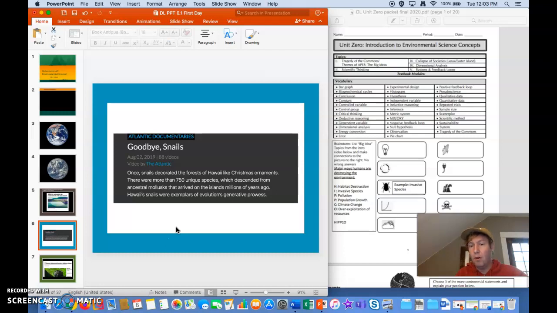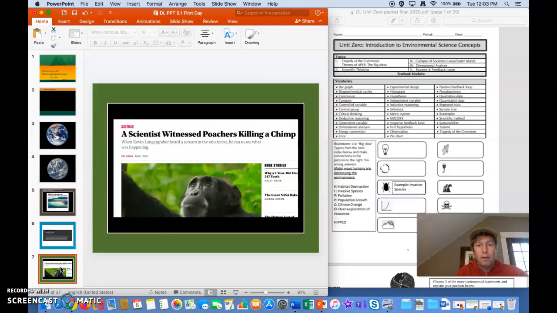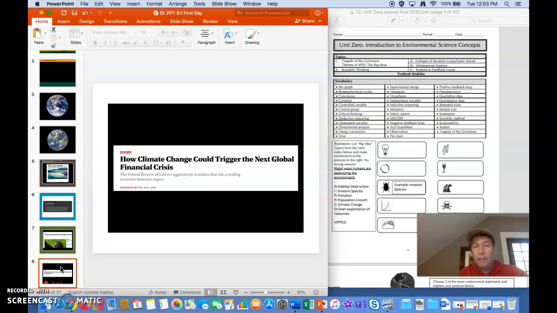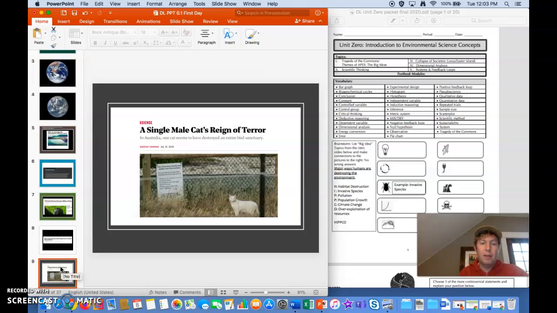what that means. So there's maybe not a great image of habitat destruction. Maybe you want to use planet Earth as habitat destruction, which is one of the main reasons species are disappearing. A scientist witnessed poachers killing a chimp. How climate change could trigger the next global financial crisis. August 1st, 2019. A single male cat's reign of terror.